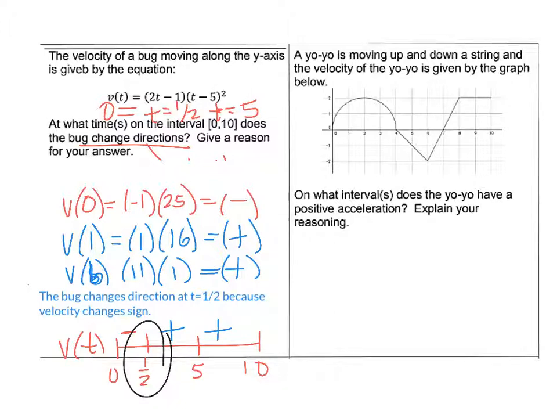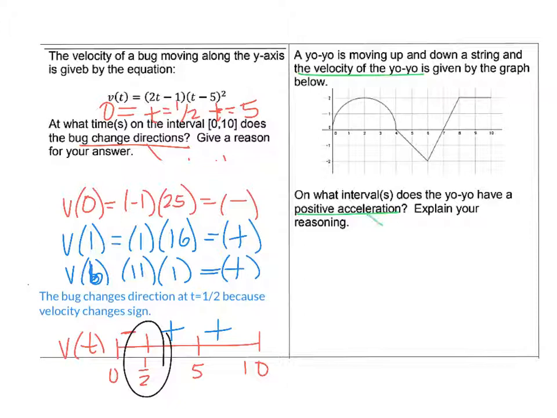Let's try another example. So in example 2, I'm going to go to the yo-yo example right next to it. A yo-yo is moving up and down a string, and the velocity of the yo-yo is given by the graph below. On what intervals does the yo-yo have a positive acceleration? So positive acceleration means what? What did that mean on my things you need to know chart? Positive acceleration means that velocity is increasing, and the velocity graph is graphed above.